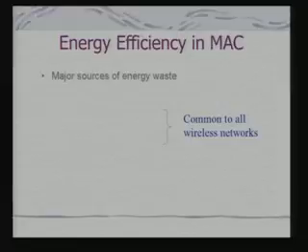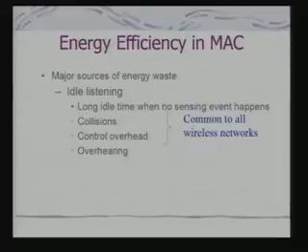Now, what we have found that common to all wireless network, the major source of energy wastage is idle listening, because you have got long idle time when no sensing even happens. This is typical to that of a sensor network, but you actually do an idle listening to find out whether there is a collision or not. If you are using a typical collision avoidance protocol, what do you do? You actually sense whether any communication is taking place or not. If it is not taking place, then you wait for an interval and then you start communicating. That is exactly what is done in 802.11.